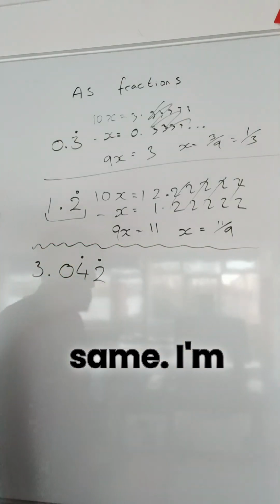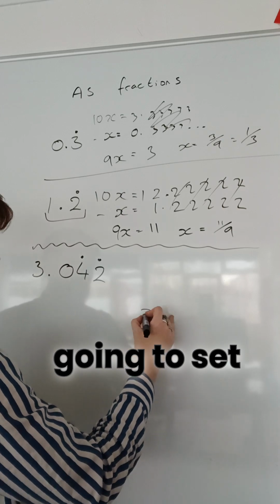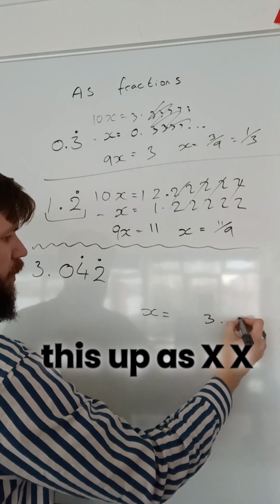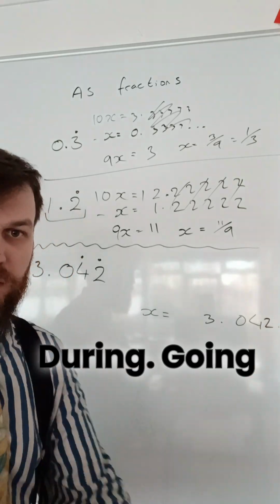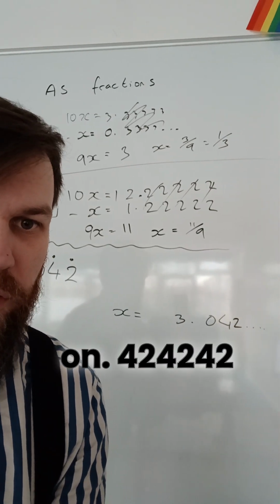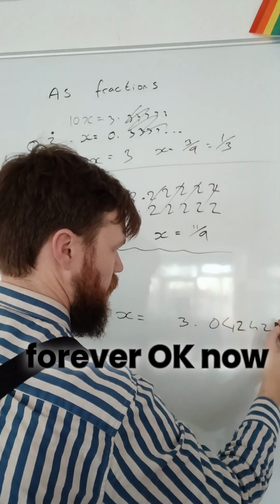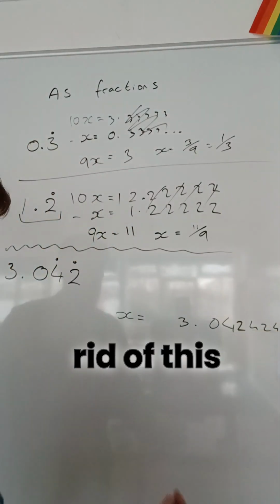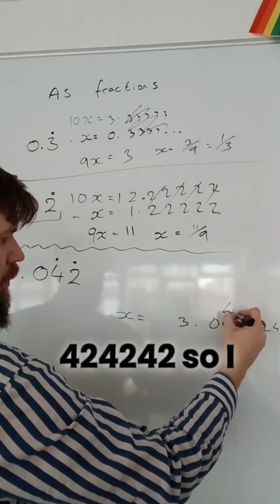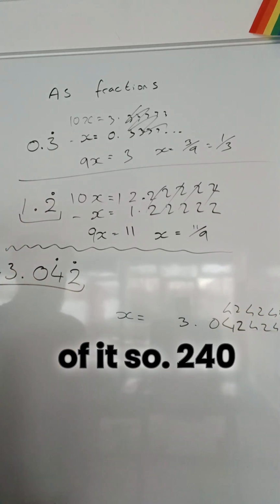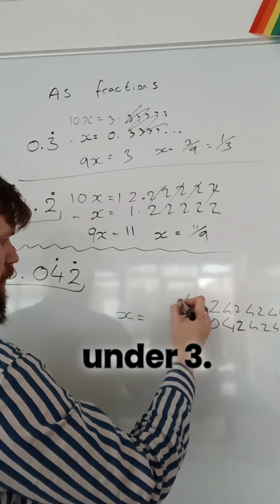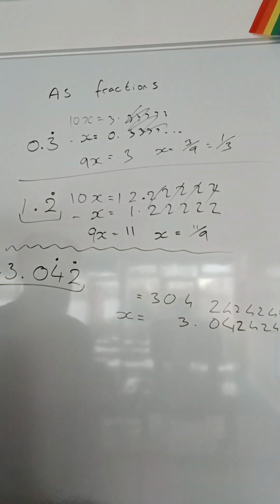Now, you might end up with a more complicated one like this, but the principle is still the same. I'm going to set this up as x. x equals 3.042 recurring. Going on and on and on. 42, 42, 42, forever. Okay, now I want to get rid of this 42, 42, 42. So I need to put this whole thing in front of it. So 2, a 4, a 0, and a 3.